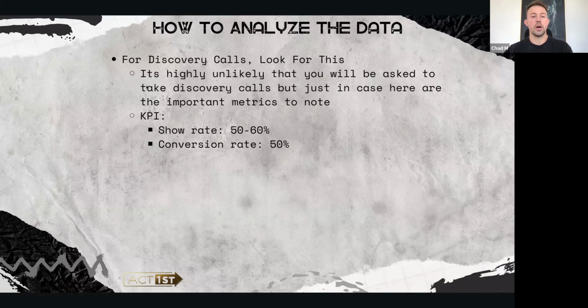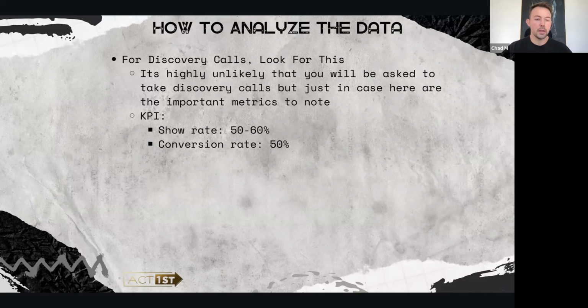All right, so we're going to start with discovery calls. Like we've talked about, it's unlikely that you'll be asked to take a discovery call, but just in case, these are the important metrics to know. So for a discovery call, you have your show rate. Now the KPI here is going to be anywhere from 50 to 60%.